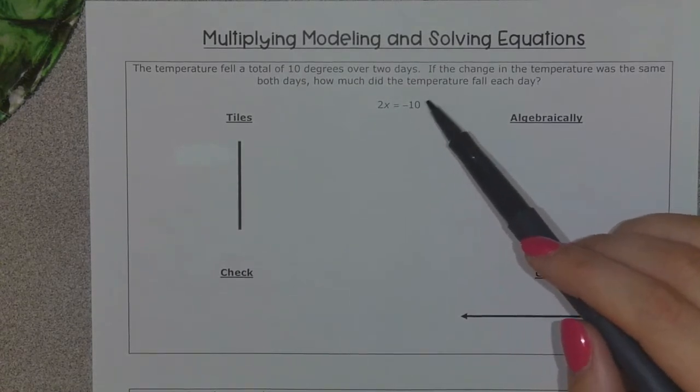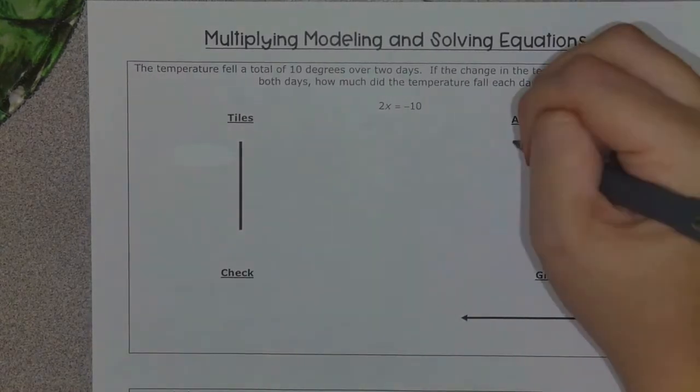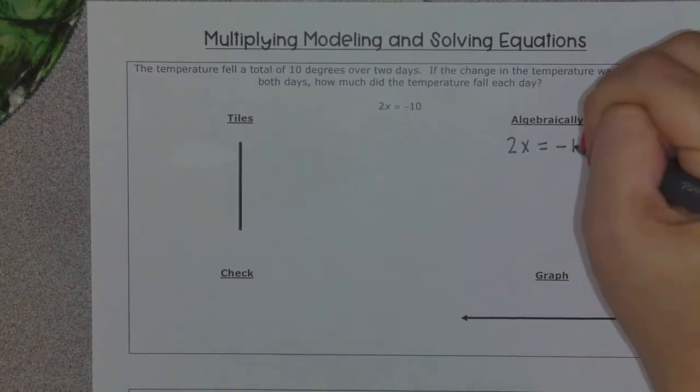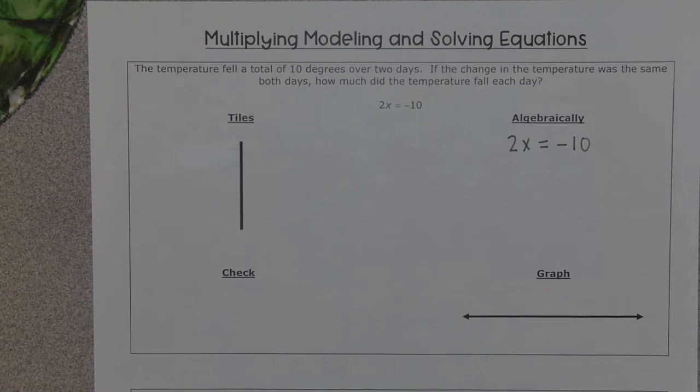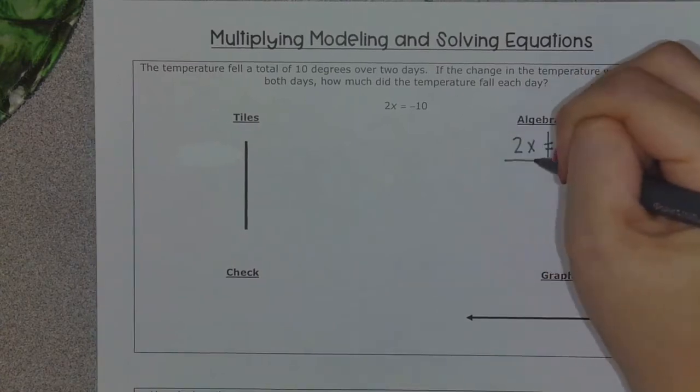our total change here. So I'm actually going to start with the algebraic this time, because I think this is how our brain typically sees things, algebraically. So I'm going to rewrite my equation. So 2x equals negative 10. Since I'm solving this algebraically, I'm going to go ahead and build my t-chart.